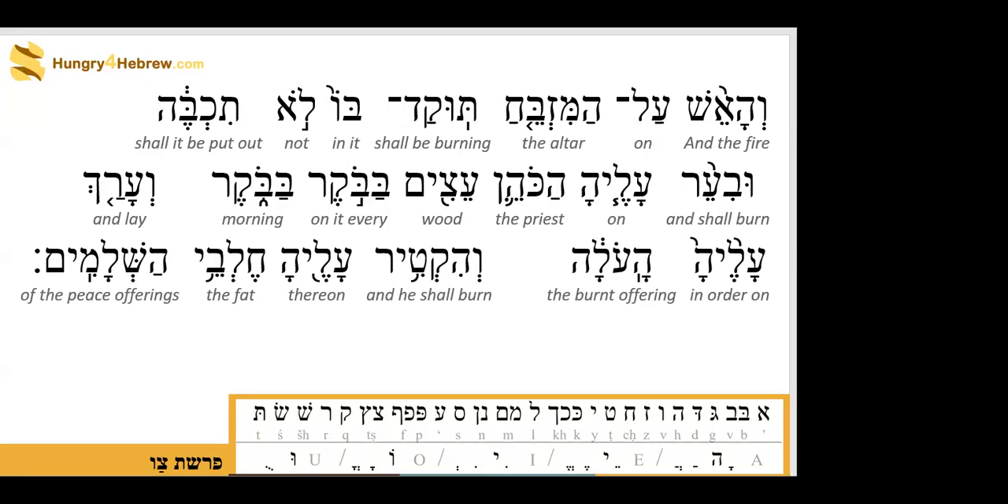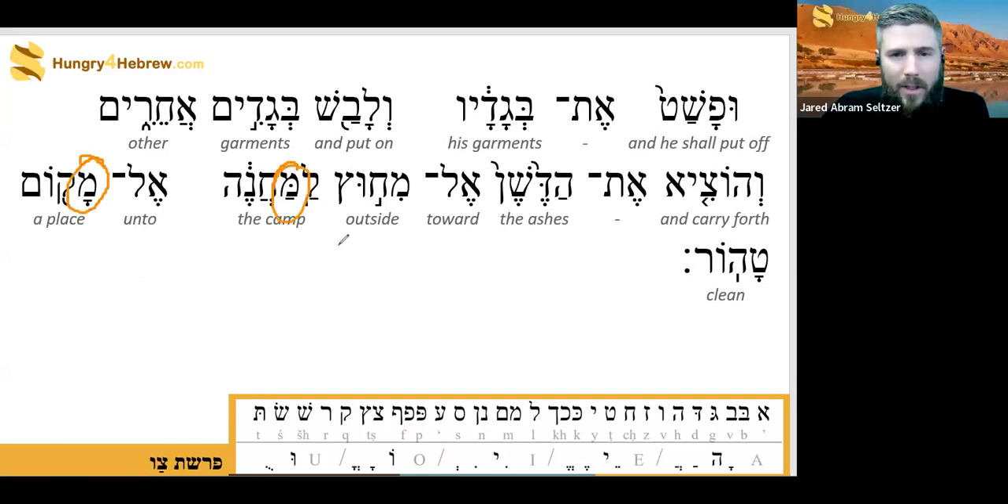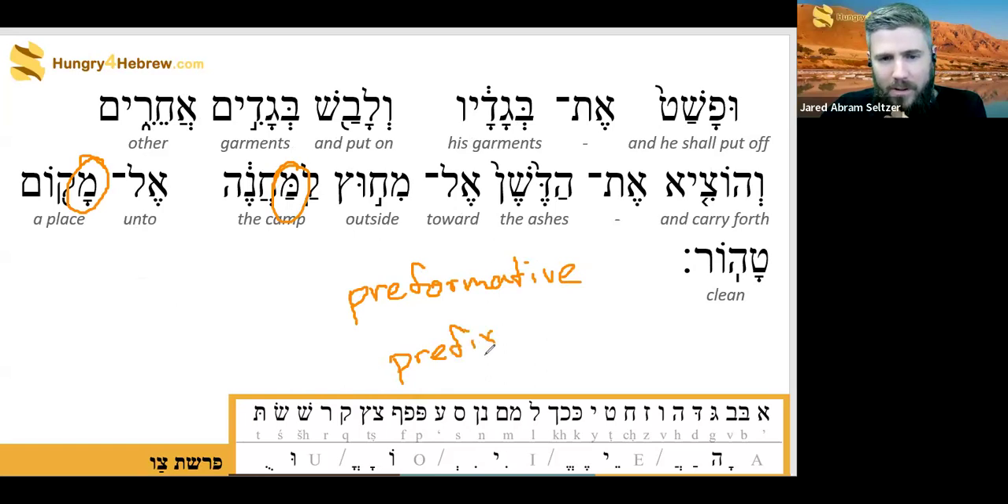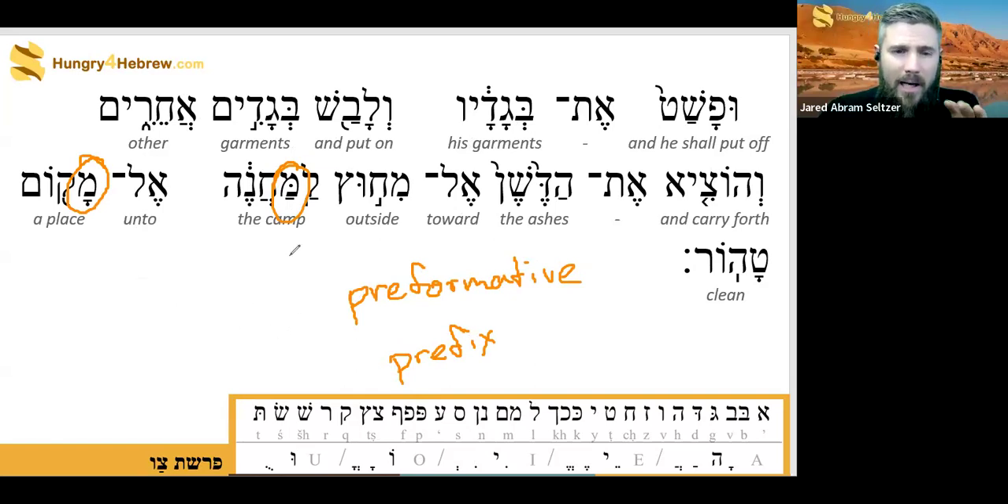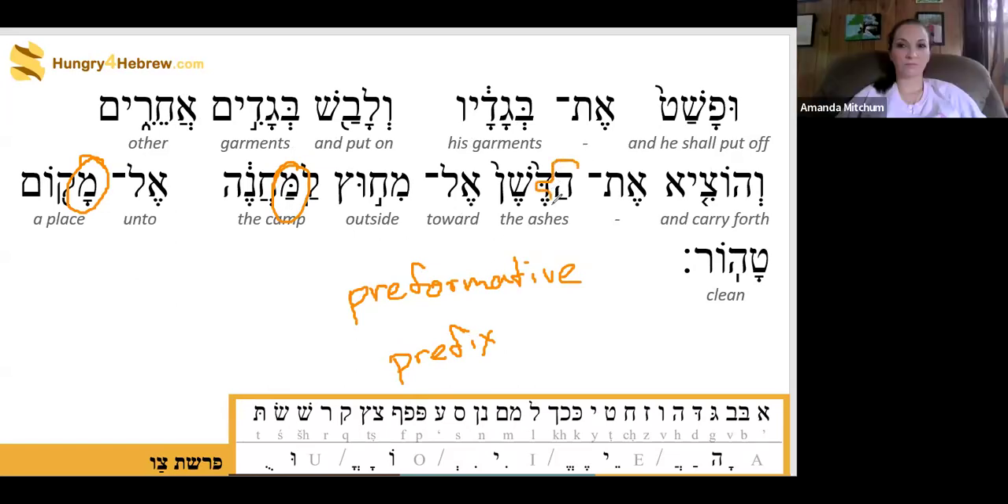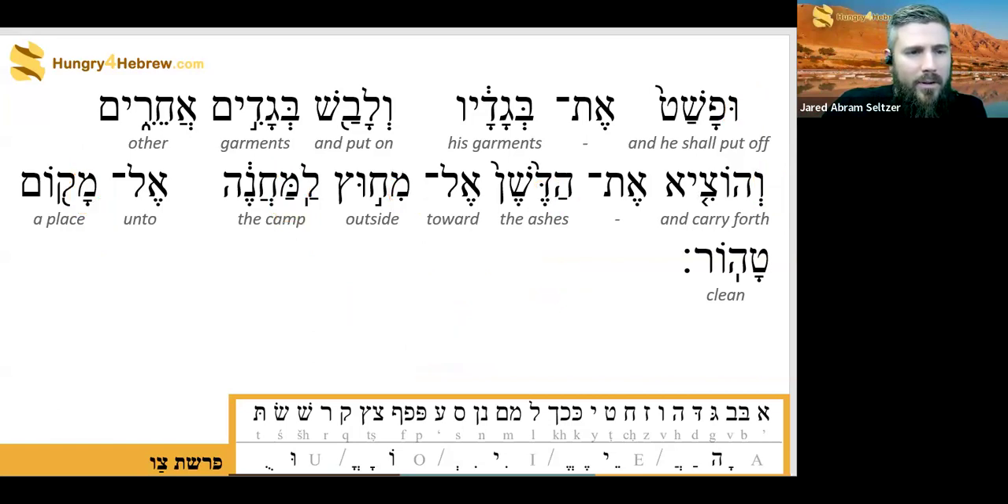Question. Back to where it was, you said something about the mem being what? What sort of mem? The mem right here. I called it a preformative. I'm using this word instead of the word prefix because the mem here is part of the pattern of the word, and so I resist using the word prefix because the definite article is a prefix. Mem is a prefix. Vav, "and," is a prefix. It's like a separate idea that prefixes onto the word. This mem and that mem, they're not prefixes. In fact, they are part of a greater system. They are part of the pattern that includes the stuff underneath here.